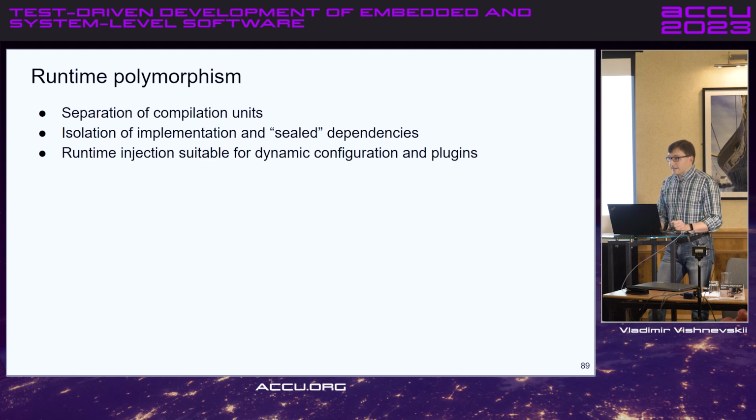And also about the runtime polymorphism. It's used. It's not prohibited even by the industrial standards. So the runtime polymorphism can be used. The question is that it has advantages. We can really separate compilation units. Our implementation can then stay in CPP files, so we can really seal the dependencies there. This is good. And it's also suitable for runtime injection when we have some plugin architecture. That is not very typical for embedded, by the way, anyway.